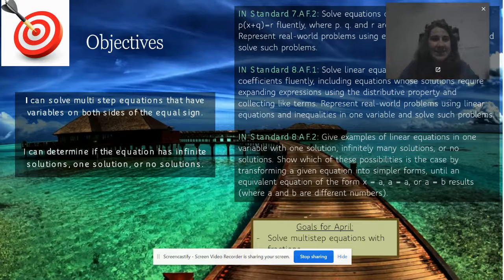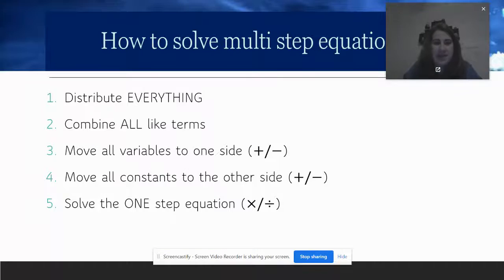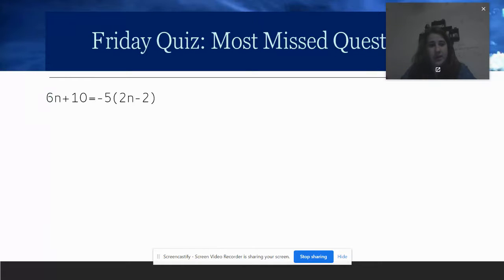All right. Our objective is: I can solve multi-step equations with variables on both sides of the equal sign that include fractions. Before we begin, this is a review that should be in your notes from last time of how to solve a multi-step equation. I'm not going to go over it, but if you want to rewrite it down, you can pause the slide.